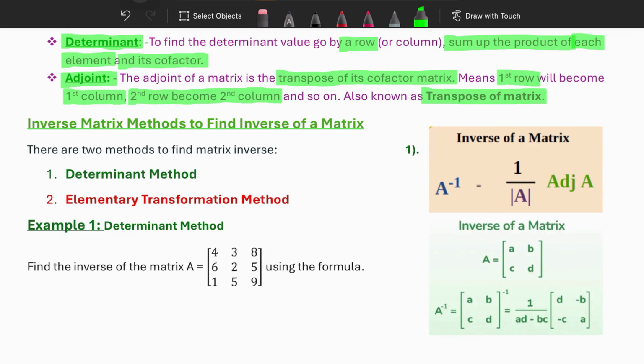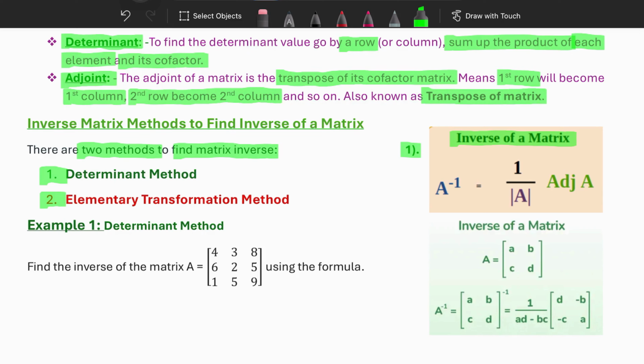So how will we find the inverse of a matrix? There are two methods. Number one is the determinant method, and number two is the elementary transformation method. First we will discuss the determinant method. A inverse is equal to 1 over the determinant value of A, times the adjoint matrix of A. So you have to divide the adjoint matrix of A by the determinant value of A.